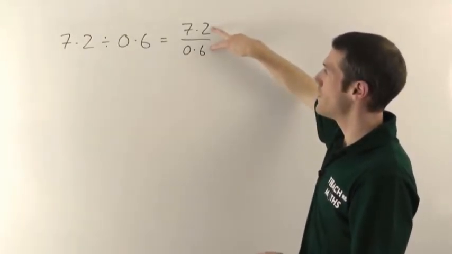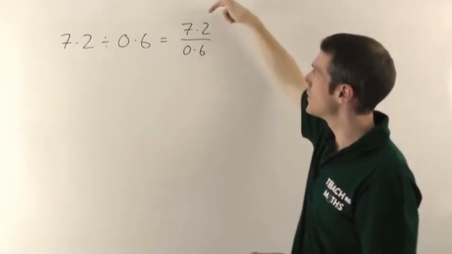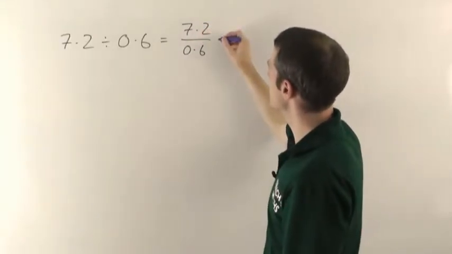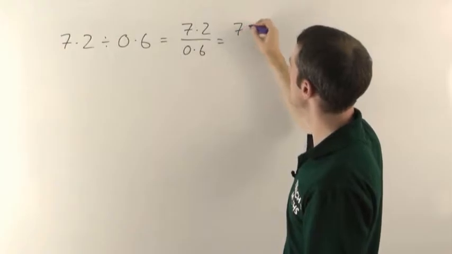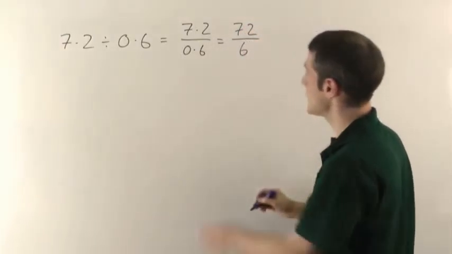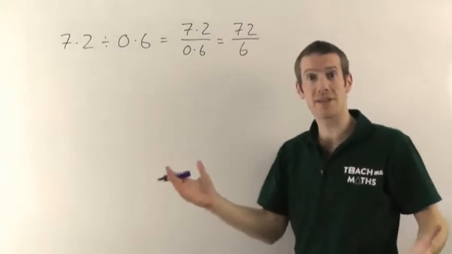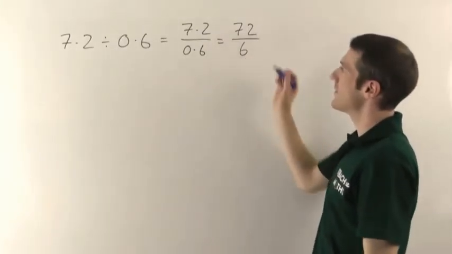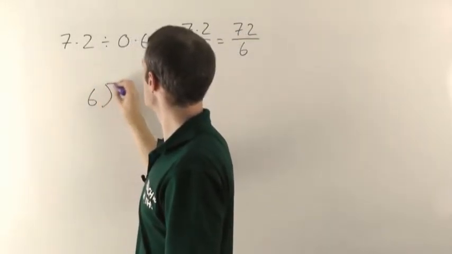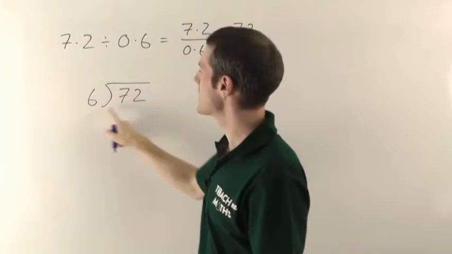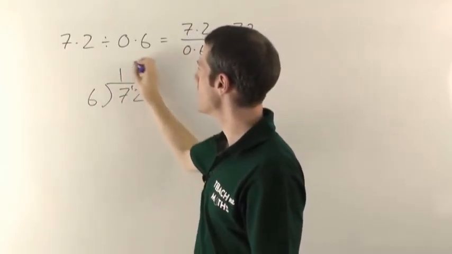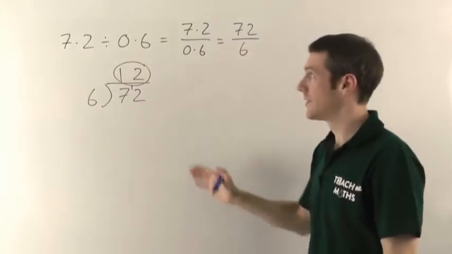So we're going to times the top and bottom by 10, because all that will do is move the decimal point one place to the right in both cases. So if we times the top by 10, we're going to get 72, times the bottom by 10, you're going to get 6. So now we've got a whole number on the bottom. Great, we can do the division. So it's 72 divided by 6, you just do that in your usual way. So 6 is into 72, 6 is into 7 go once, remainder 1, and 6 is into 12 go 2. So the answer here would be 12.